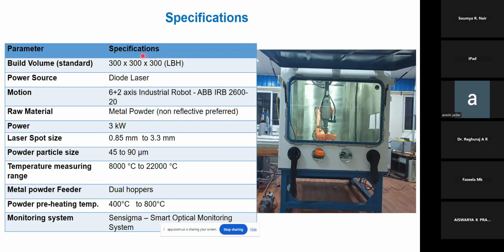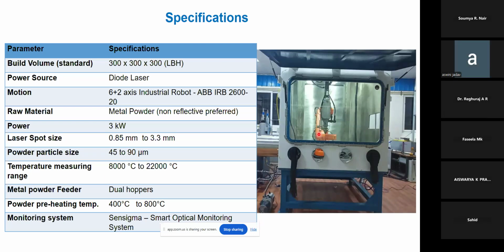The power source we use is a diode laser, and for the motion system we have a 6-axis robot along with 2 degrees of freedom positioners. So we have an 8-axis system, and any complex profile can be easily built by using our machine. The material is mostly a metal powder, but it should be non-reflective. It should absorb the laser, and only then does the metal get melted. The laser power is a 3 kilowatt laser.